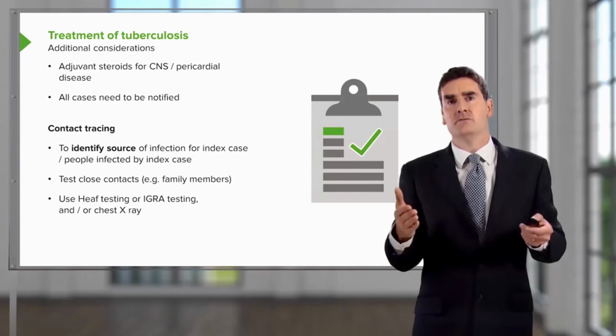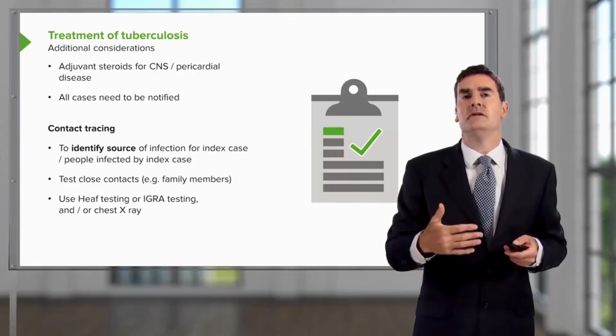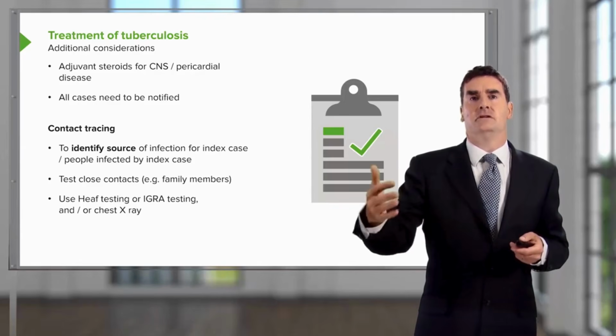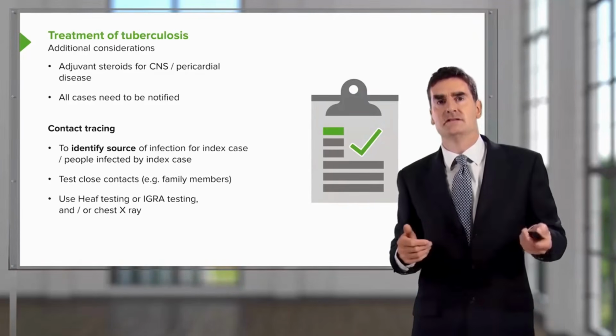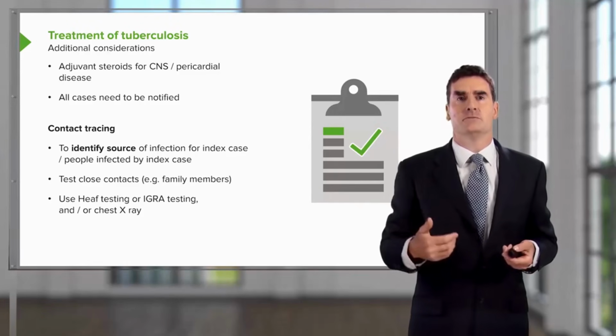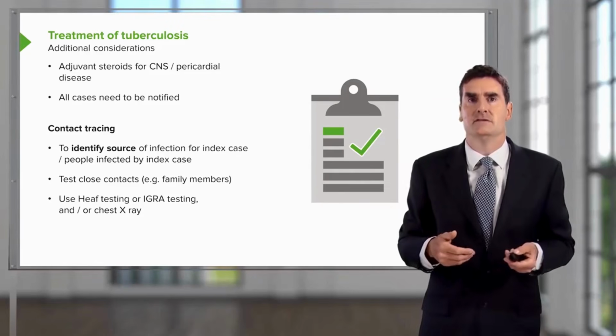And by this method, we can identify the source by which a patient has been infected and whether they've actually infected somebody else as well. And this is very important for the control of the disease. And the testing that we use is this immunological response to infection, the Heaf testing or the IGRA, and a chest X-ray to look for active disease.